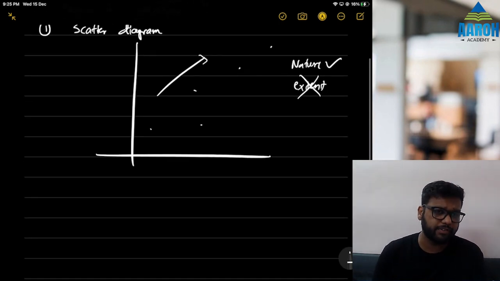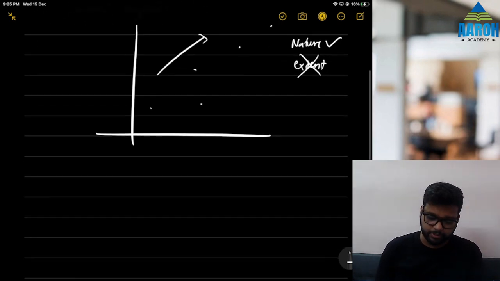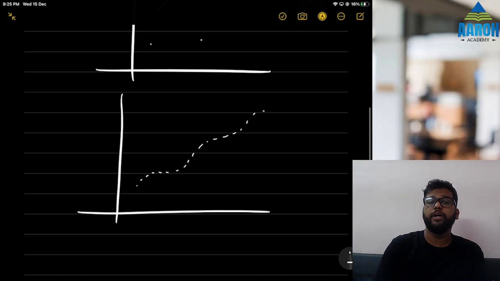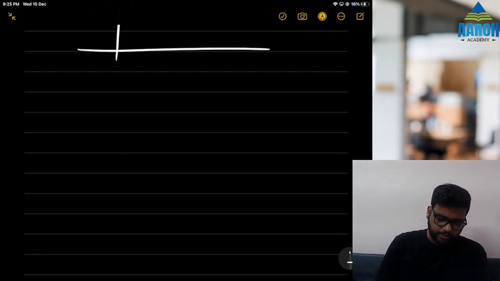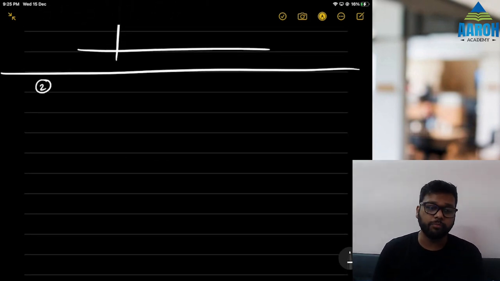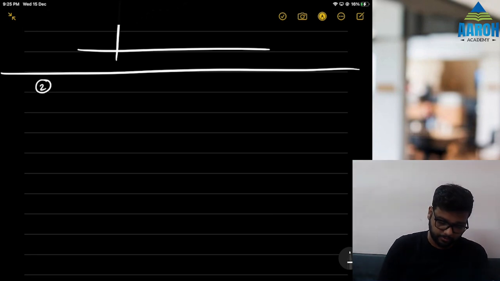One more property of the scatter diagram which can be useful for MCQs is that a scatter diagram can detect curvilinear correlation like this, which cannot be detected by our correlation coefficient R. Fine. Second measure of correlation, which is the most used or most important measure, is anyone? Karl Pearson. Correct. Karl Pearson's product moment correlation coefficient.